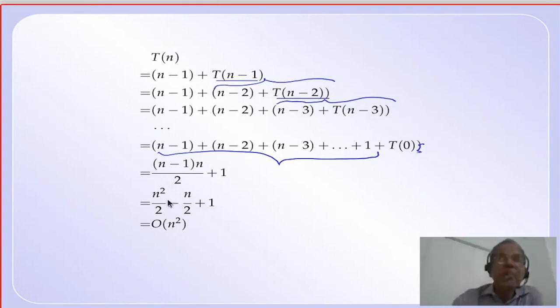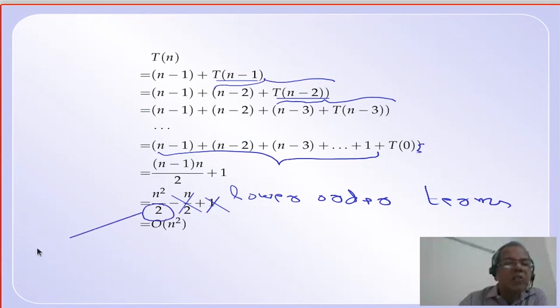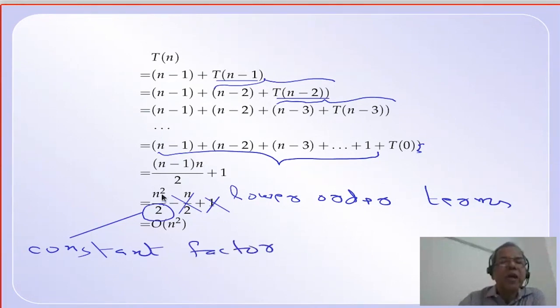My argument is when n becomes very large, 1000, a million, this 1 can be ignored. This n by 2 can also be ignored. I call them lower order terms. Ignore lower order terms. Also ignore this constant factor. We are left with n squared. So we say that the running time of ordered insertion sort is big O of n squared.